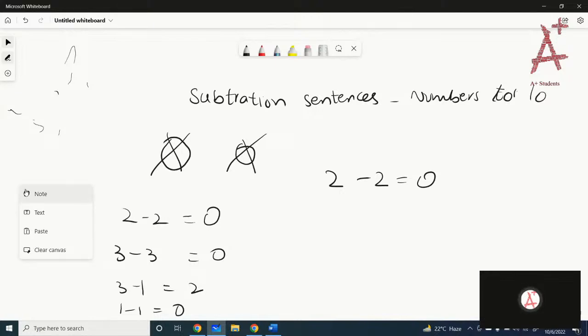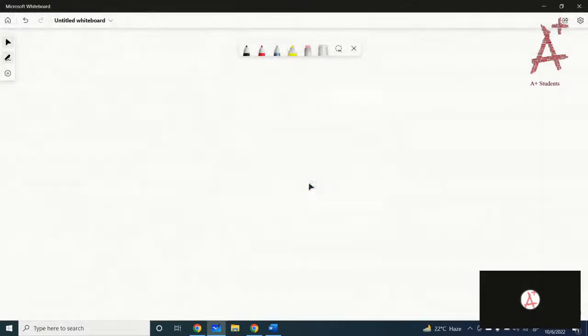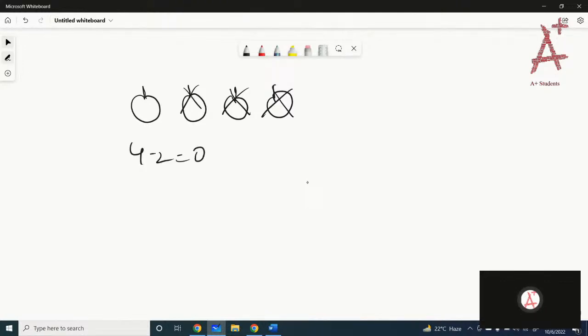Okay, let's do another example. Okay, you are given four apples and three of them are crossed out. You need to see which of the following is the correct statement, the correct sentence. Okay, do you know which of them is the correct one? If you know the correct one, you can write the answer in the chat box.